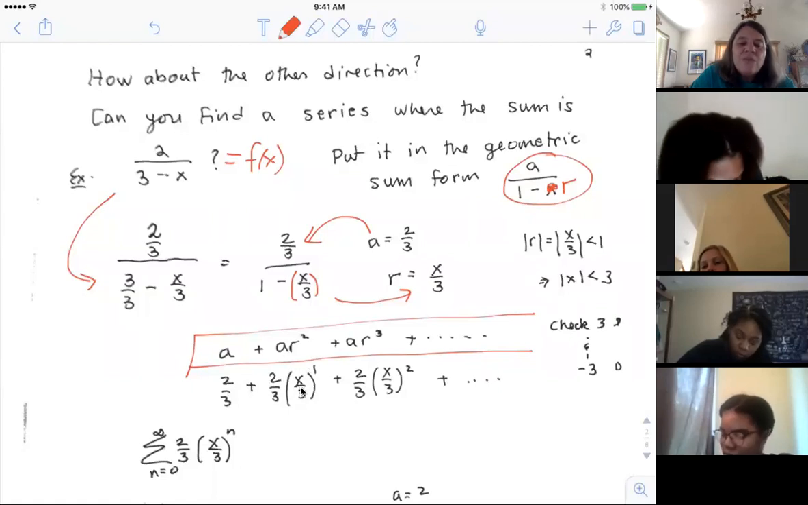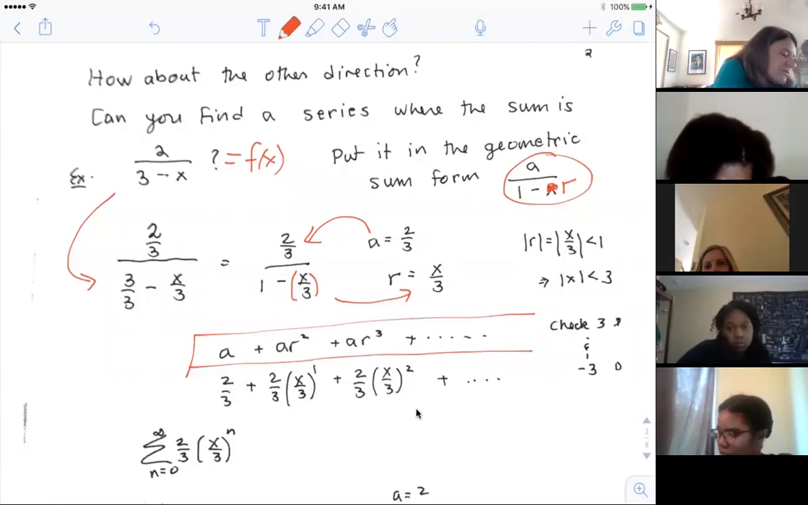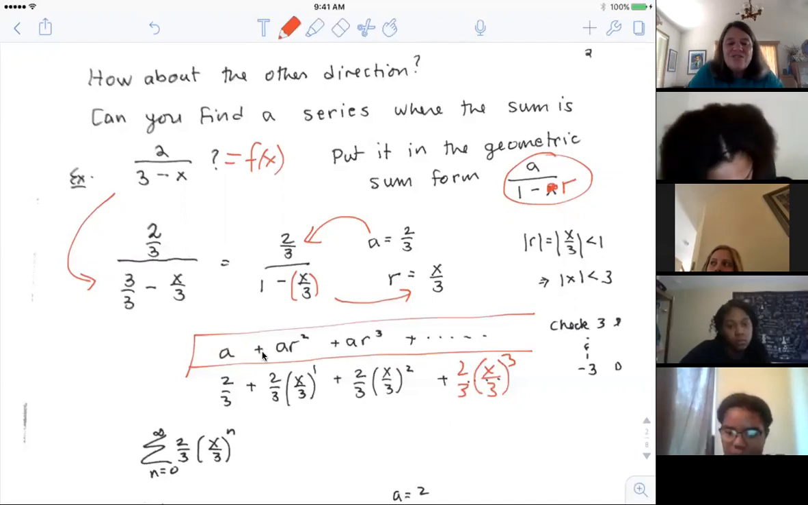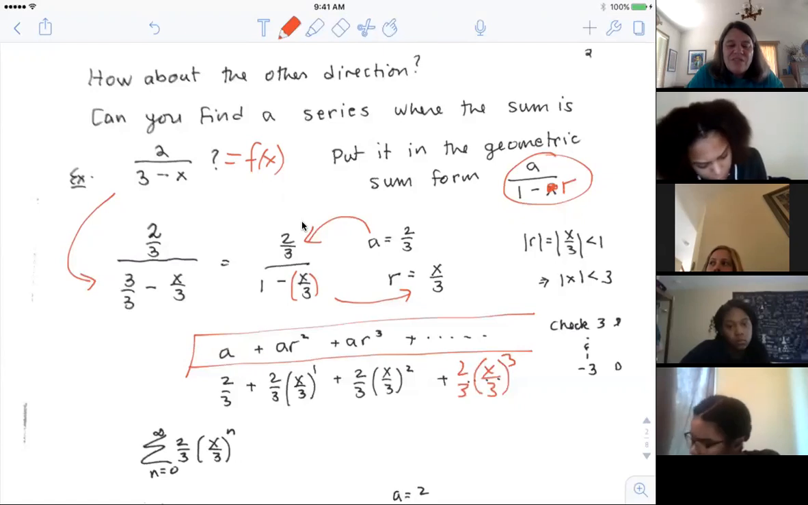If I want to get the next one, I'll multiply that one by x over 3, and I'll get x over 3 squared. What would the next one be, guys? What would the next one be? We got a 2/3, and we're going to have x over 3 to the third there. So in other words, I found out what that function had to have in terms of the sum of the geometric series.